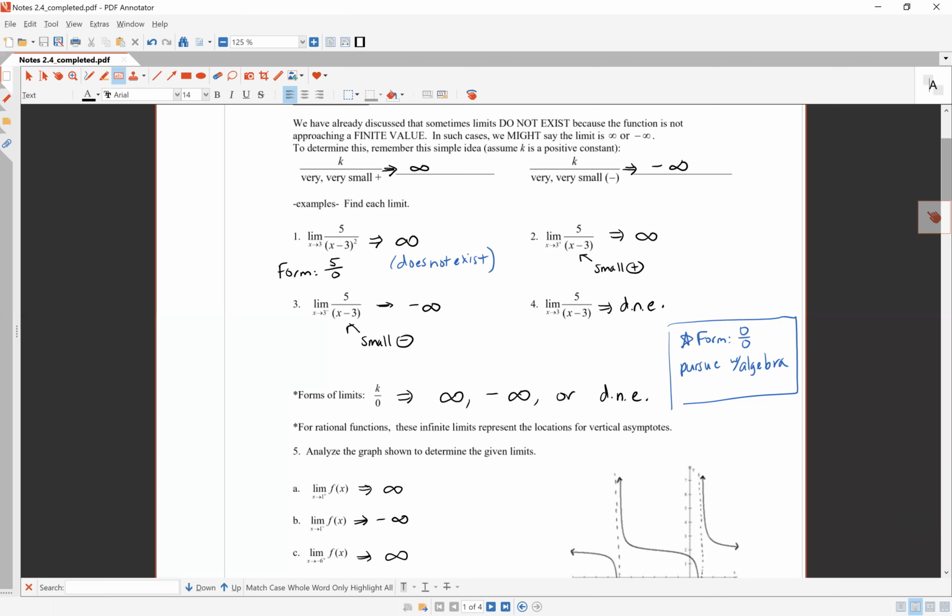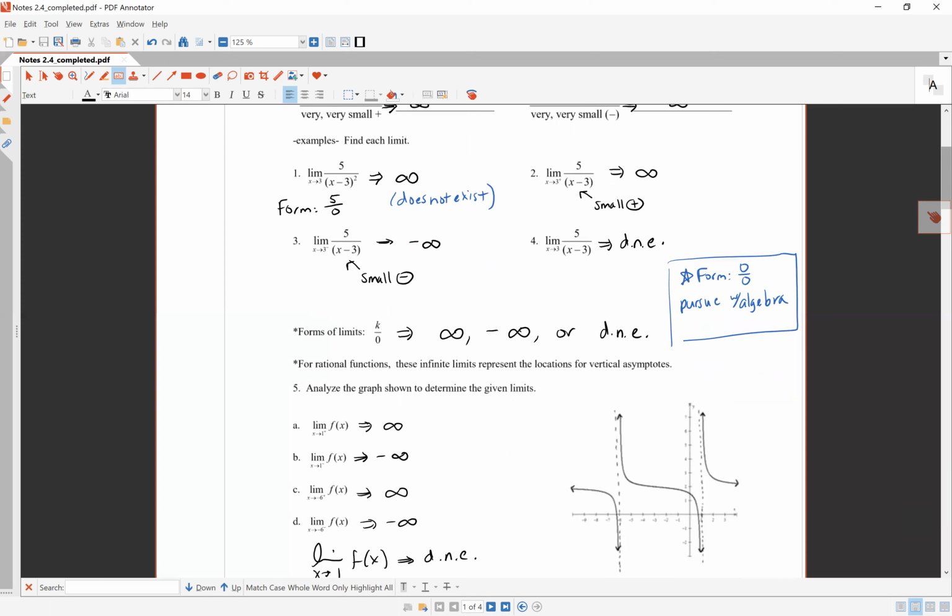Okay, so some of the kinds of limits that we're going to talk about as we go on in the course are limits where we have 0 over 0. So that's where you're not so sure whether it may go to positive or negative infinity. But if it's in the form k divided by 0, where k is non-zero, then it definitely goes to infinity or negative infinity, or possibly does not exist.